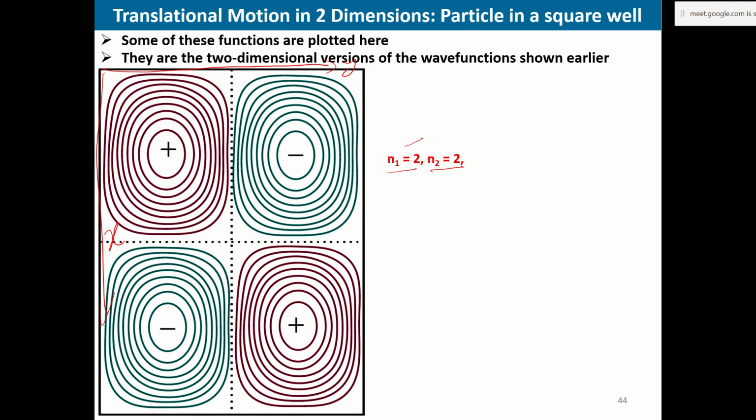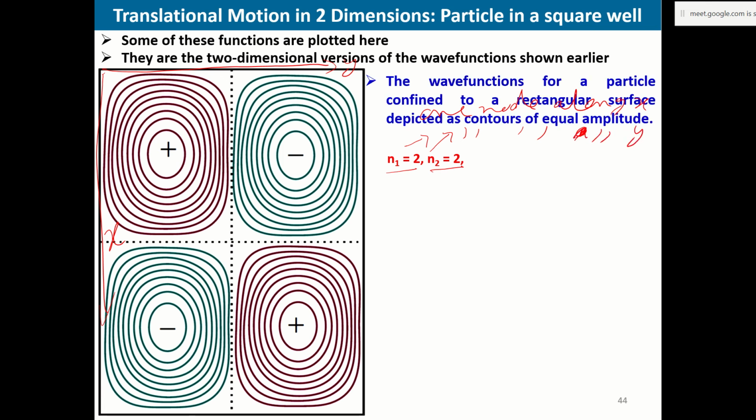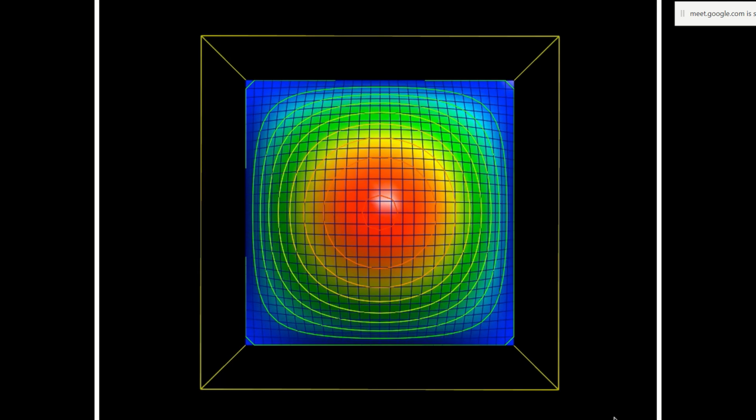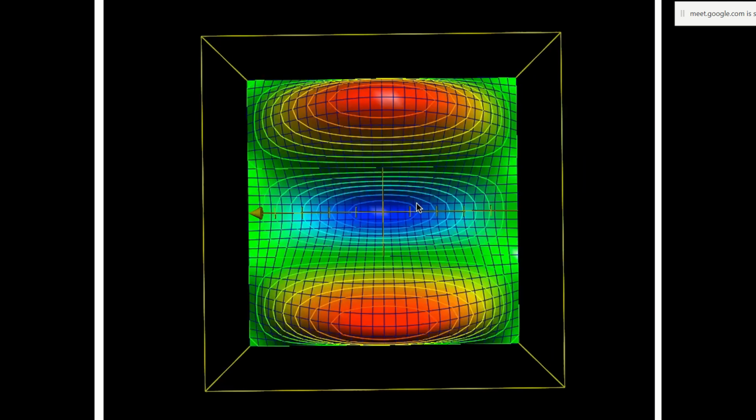So one node along x, one node along y. This is the way you have to think while writing these. And this was the representation. In a similar fashion, when we are writing psi 3 1, n is equal to 3, the number of nodes along x, if you assume that way, should be 3 nodes. So you show it like that. 1, 2, 3.